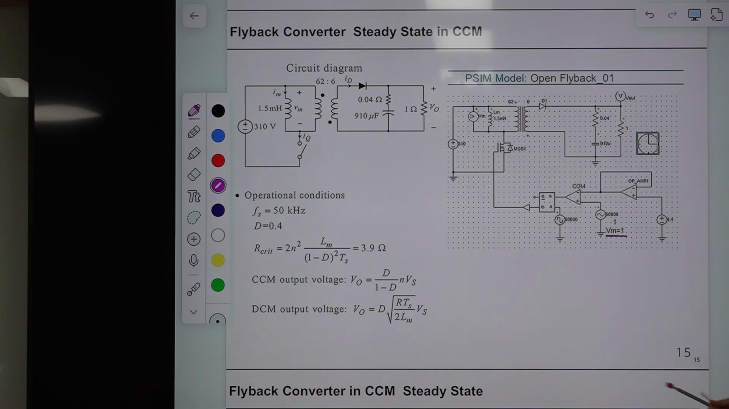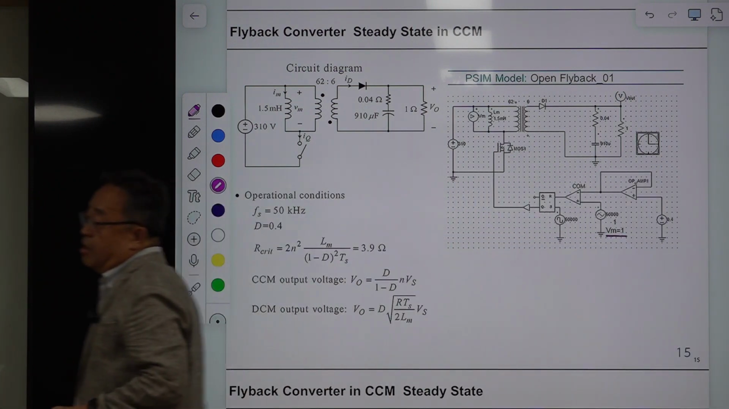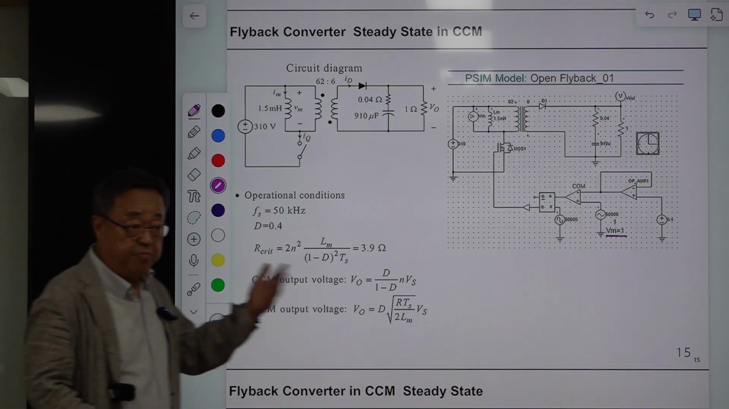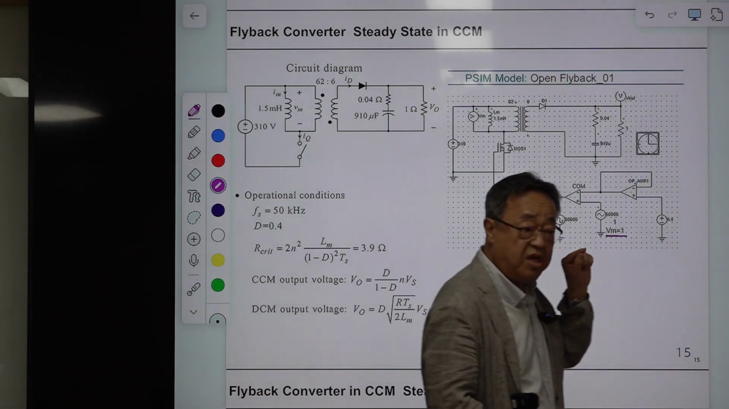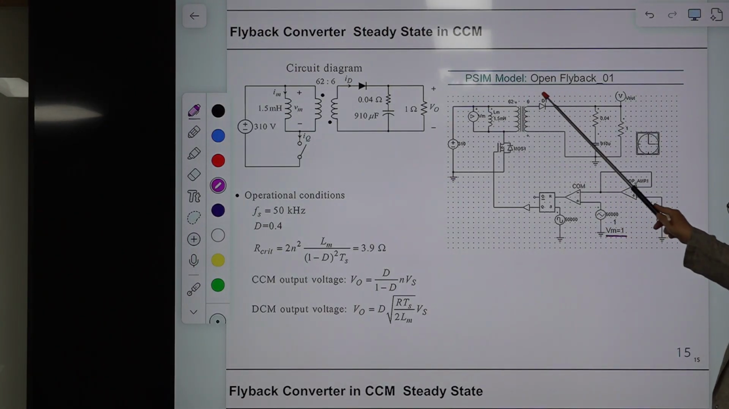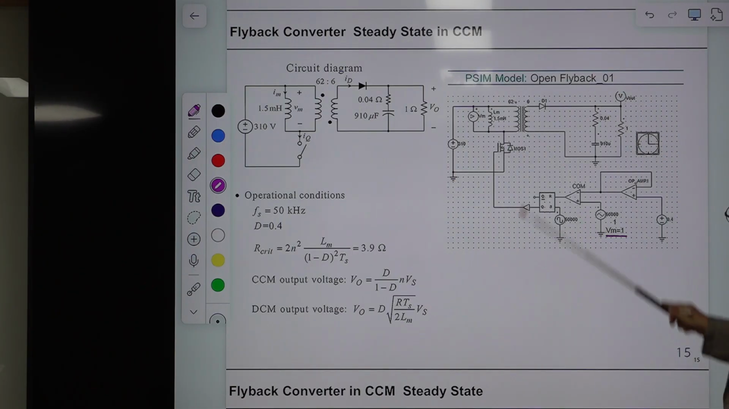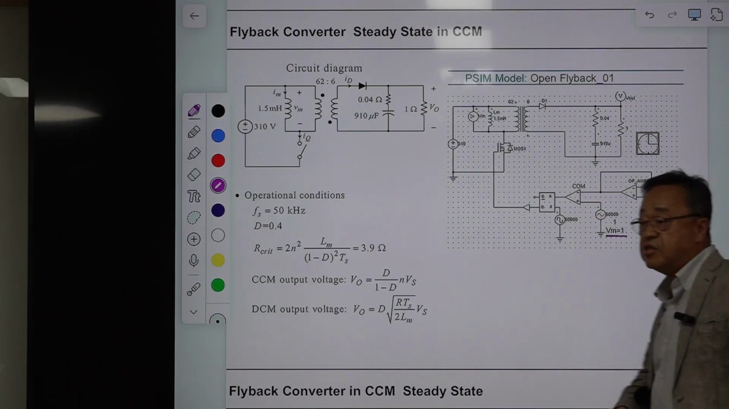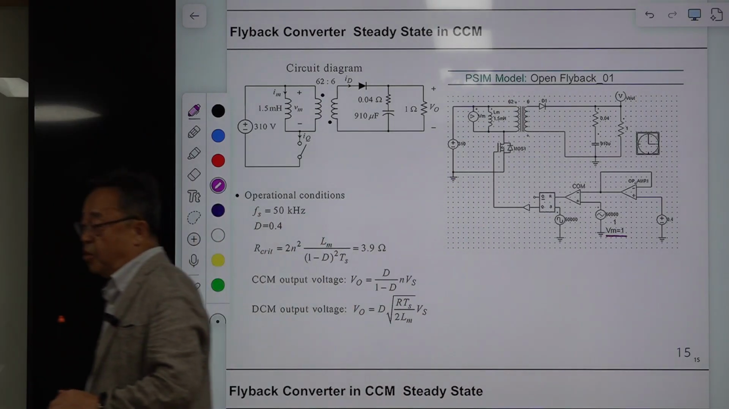Okay, so this is the PSpice model. I provide all the PSpice models that will be used in topic 11. So this is the first one, PSpice model open loop flyback, number 1. This is the power stage model, and everything is so obvious. And we have ESR here, and this is the functional block for the PWM.